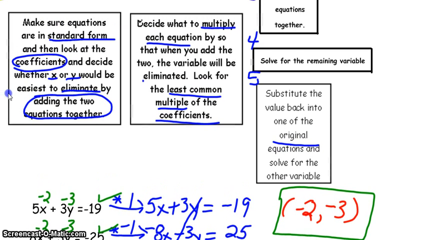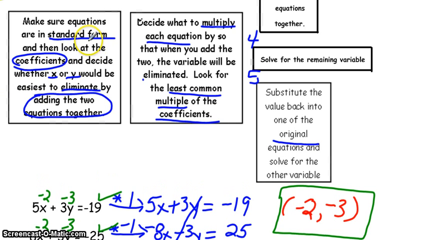Again, remember the steps. We want the equations to be in standard form. We decide if we want to eliminate the x or the y. We want to multiply the equations by something so that one of my variables will be opposites, so when I add them they will cancel. And then we're going to solve for the remaining variable. And then we're going to substitute in step 5 back into one of the original equations and solve for the remaining variable. And then of course I like to check to make sure the solution is the solution of the system.